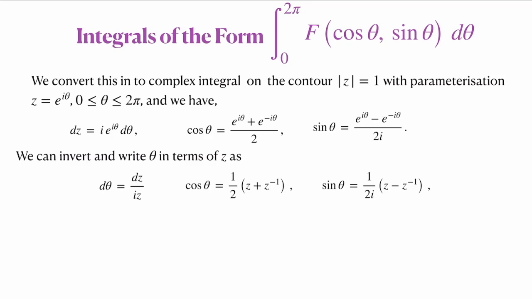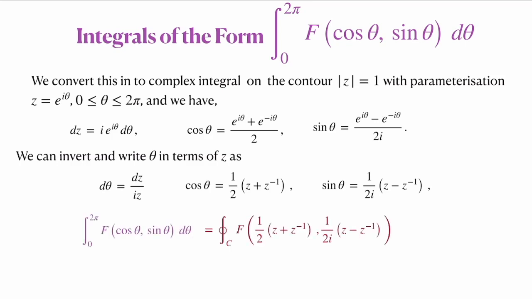sin theta becomes 1 by 2i into z minus z to the power minus 1. So the idea here is to take a function f of cos theta and sin theta and replace cos theta by half of z plus 1 by z and sin theta by 1 by 2i into z minus z to the power minus 1. So integral 0 to 2 pi f of cos theta, sin theta d theta becomes a contour integral over the contour C, which is a unit circle centered around z is equal to 0, and f is written as a function of z and z to the power minus 1.